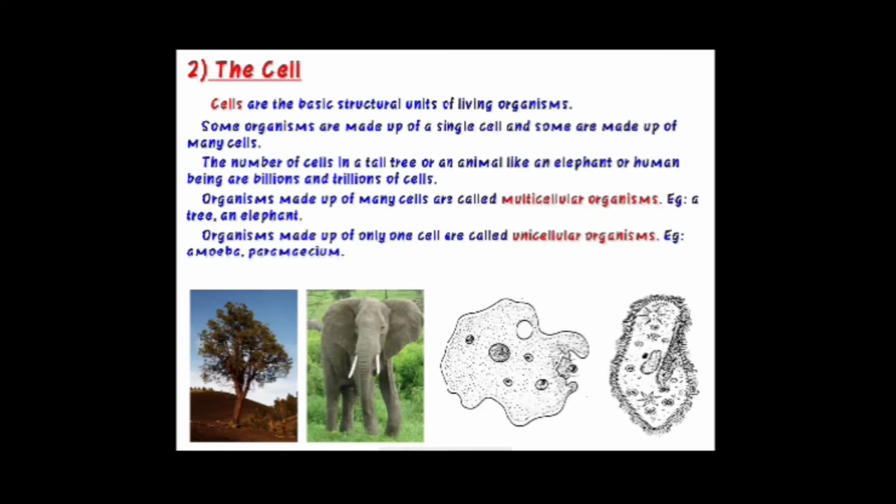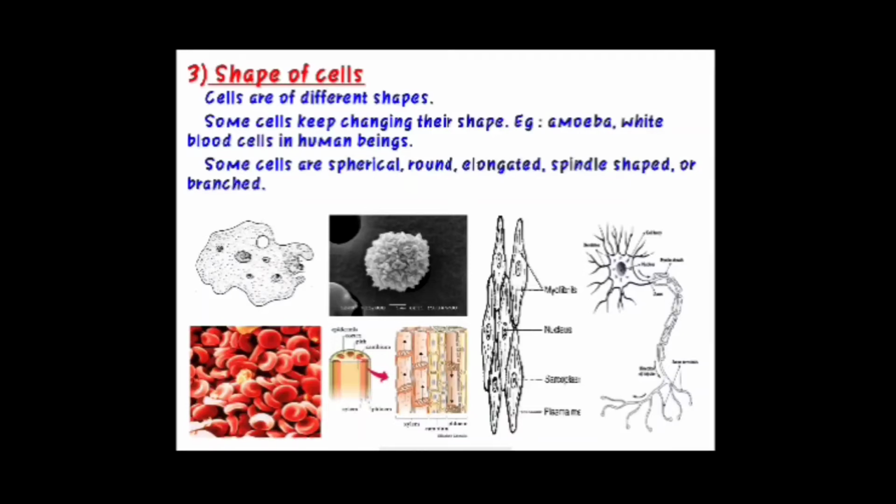The number of cells in a tall tree or an animal like an elephant or human beings is in billions and trillions. Now, cells are of various shapes and sizes. Cells can keep changing their shape. For example, amoeba and white blood cells in human beings keep on changing their shapes according to the environment or the situation. Some cells are spherical or round, or elongated, spindle shaped, or branched. So, in short, there is a variety of shapes of cells.